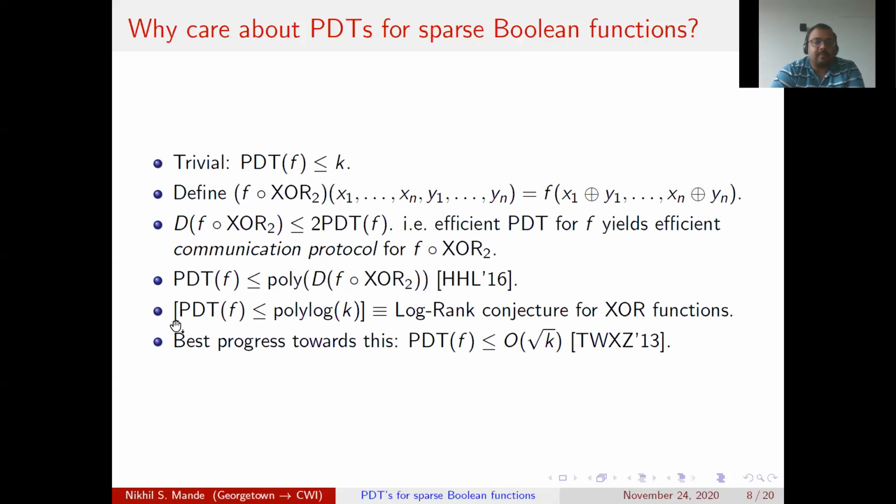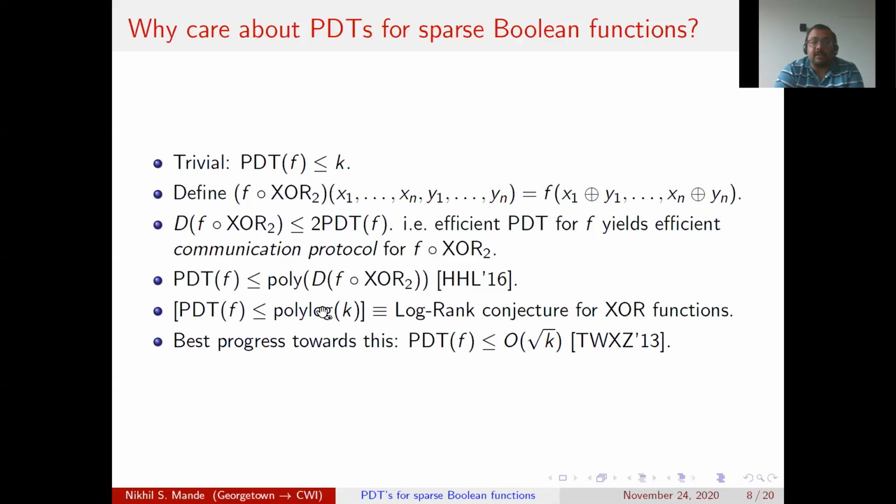And the best progress towards improving upon this trivial upper bound of PDT at most k. So note that ideally, we would want to show that PDT is polylog k. Best progress towards this is a result due to Sanyal, Wong, Xie, and Zhang, which shows that parity decision tree complexity of f is at most square root of its Fourier sparsity.